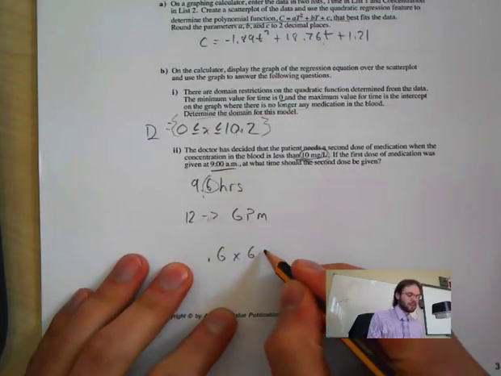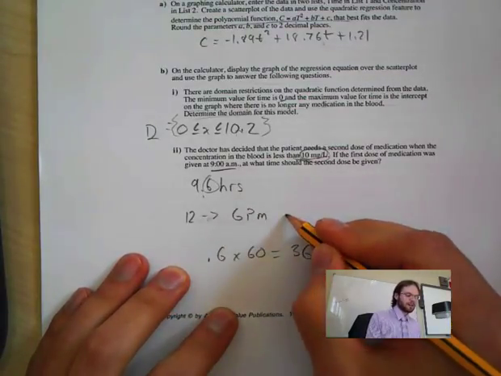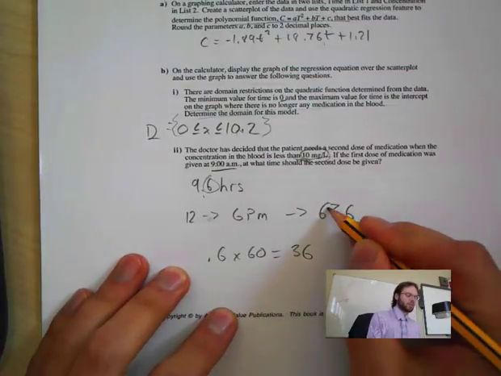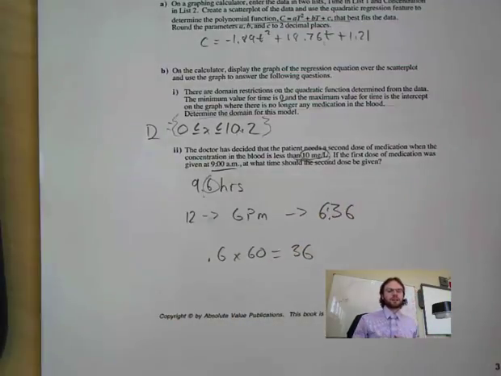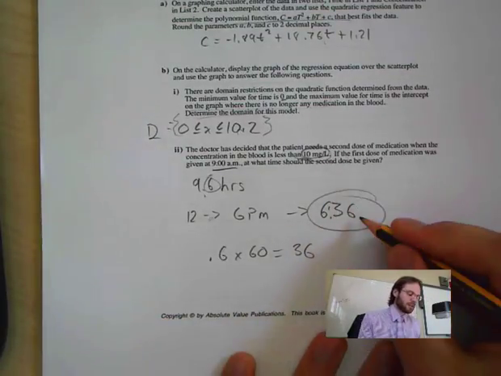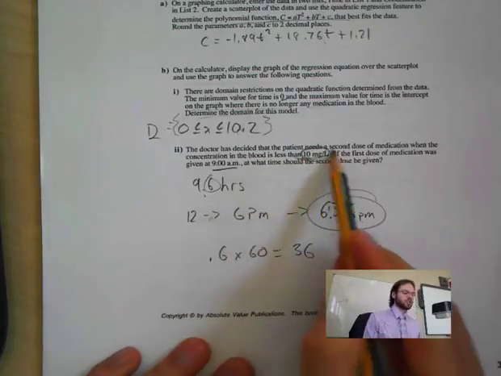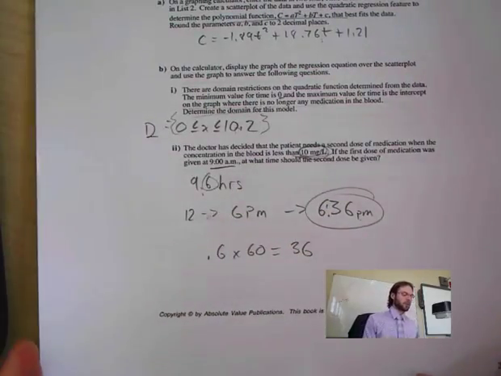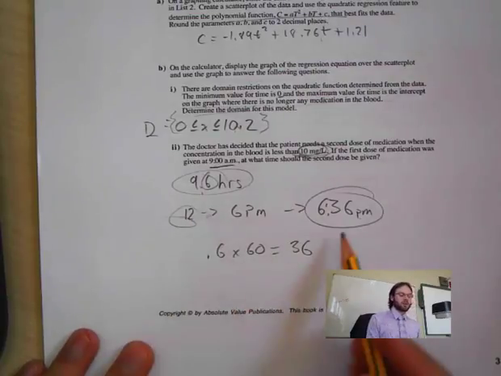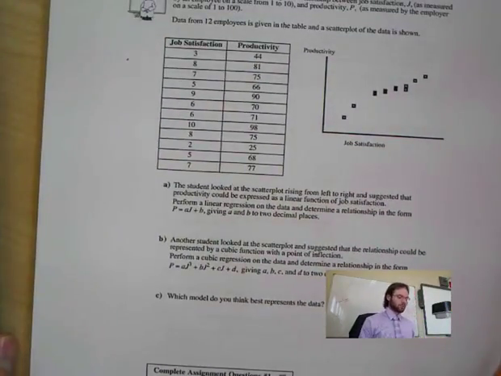So I go 0.6 multiplied by 60, because there are 60 minutes in an hour, which will give me 36. So at 6:36 will be when he gives the next injection. At 6:36 or before 6:36 p.m., the doctor has to give the next injection, because as soon as we wait longer, the concentration is below 10. And that's it. So I just added 9.6 hours to that, but I had to put the 0.6 in terms of minutes, and that's 36 minutes. So let's take a look at example 2.